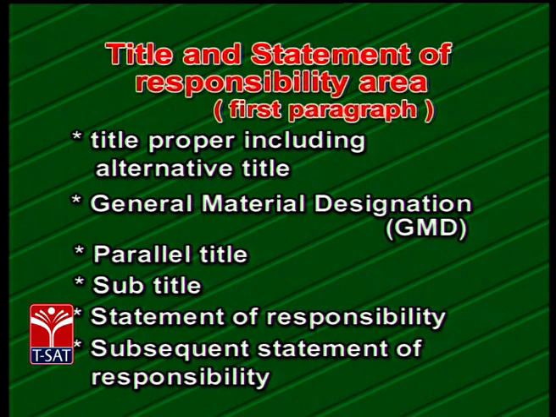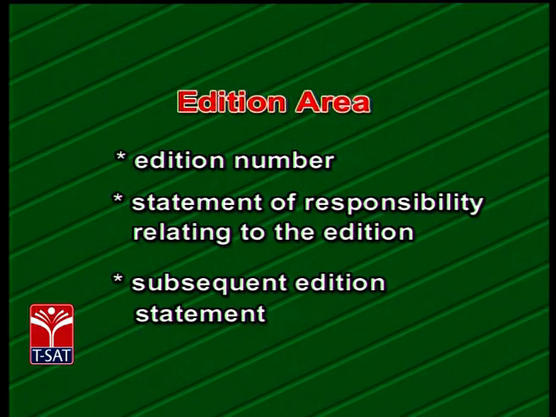In the title area, the title proper will come first, and after the title proper, the alternative title will be given here, and after that the general material designation details will be given, and after that the parallel title and information on subtitle if there is any, and after that the statement of responsibility, and after the statement of responsibility the subsequent statement of responsibility will be given. And coming to the edition area, the edition number will be given. After the edition number, the statement of responsibility relating to the particular edition will be given, and after that the subsequent edition statement will be given in this area.